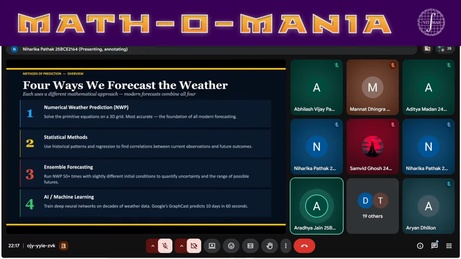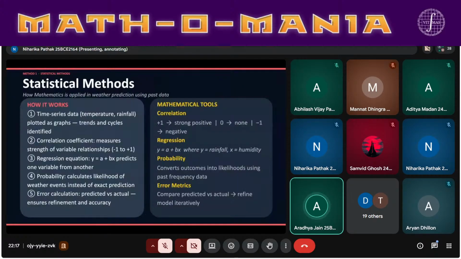These are the major weather prediction methods which we have in the current days. The first one is numerical weather prediction, which we will call NWP for now. And then we have statistical methods. Then we have ensemble forecasting and AI machine learning. So these are the four major methods which we will move on. The first we are going to discuss is statistical methods. So please go to the next slide.